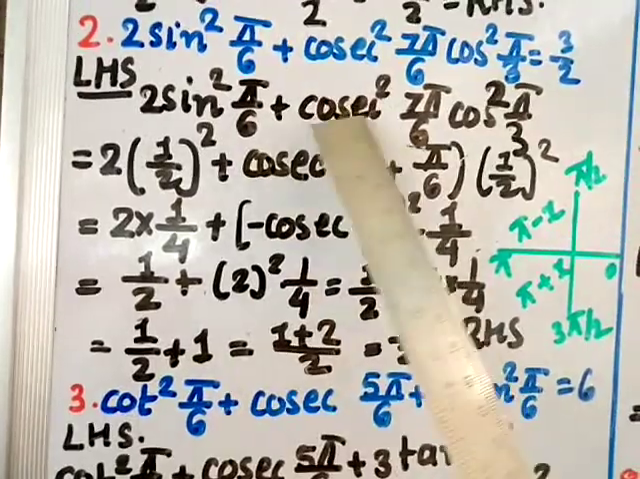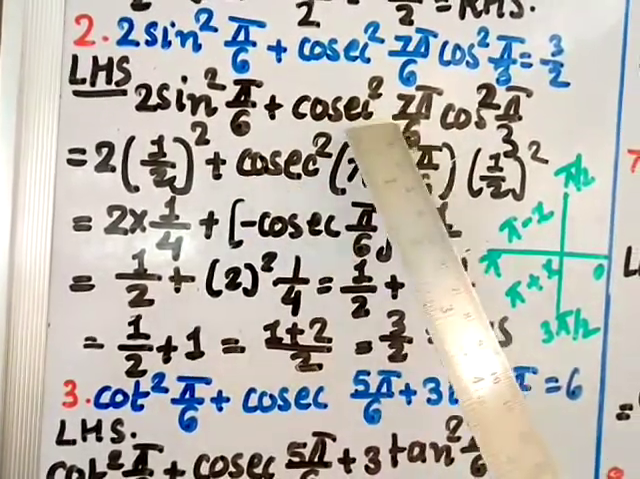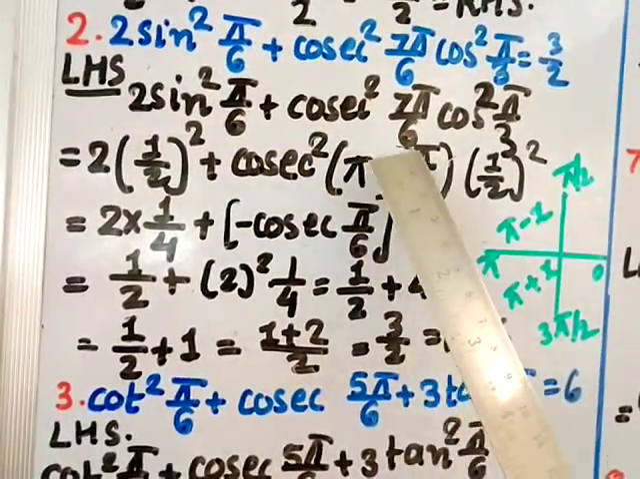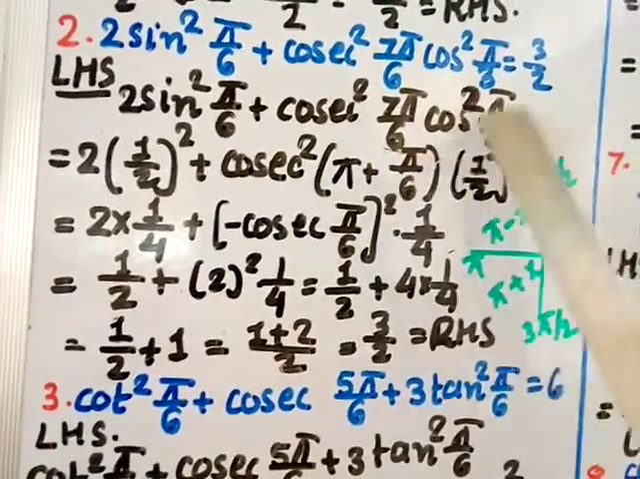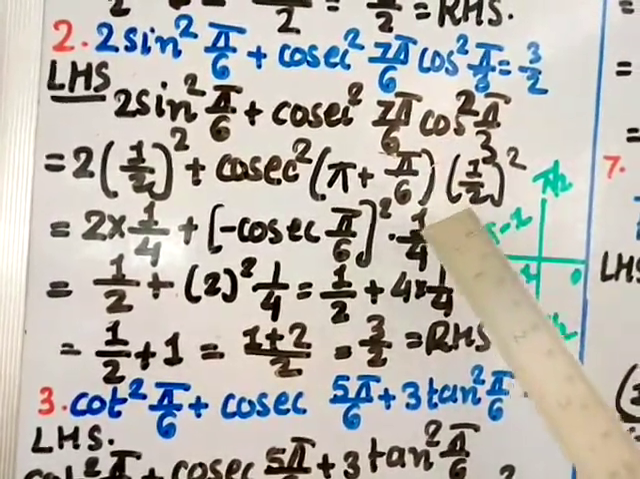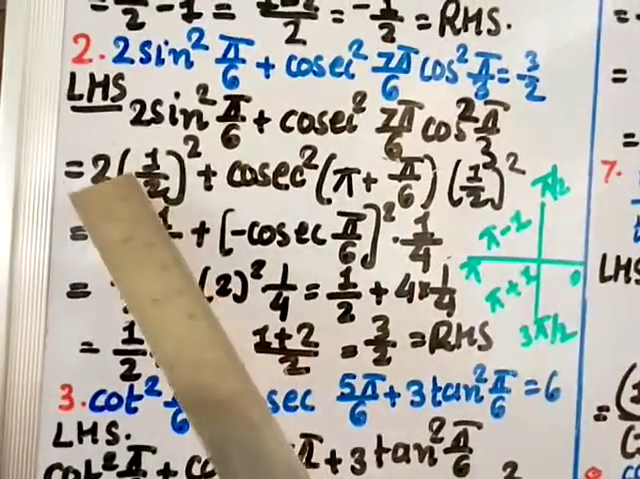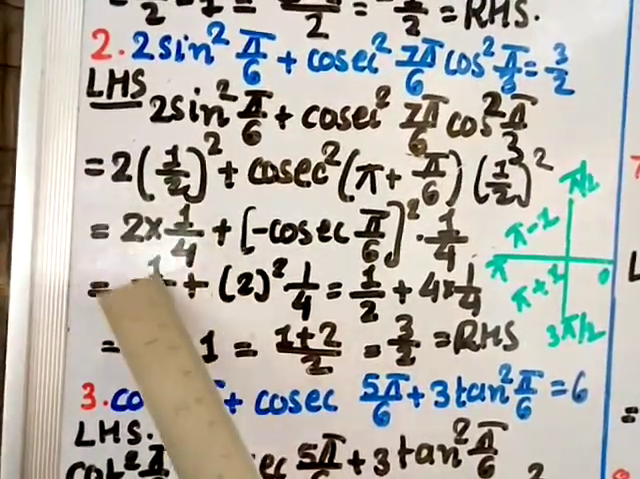So I can write cos square 7 pi by 6 as pi plus pi by 6. And this value cos pi by 3, that is cos 60, is 1 by 2 whole square. 1 by 2 whole square is 1 by 4, and this 2 as it is.